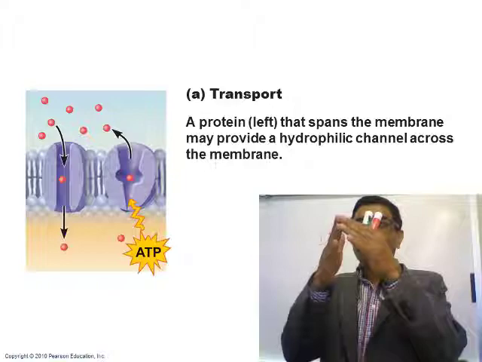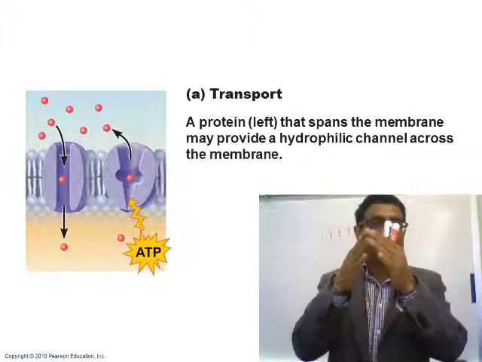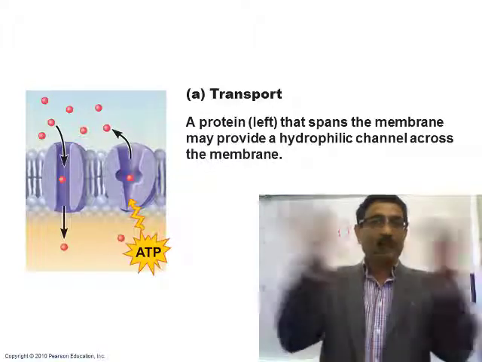To open those gates, you need what? ATP. Make sense? To open the door, you need energy. So that's how the channels are formed by the integral proteins. Some gated channels, some open channels. Now, to open the gates, you need ATP.